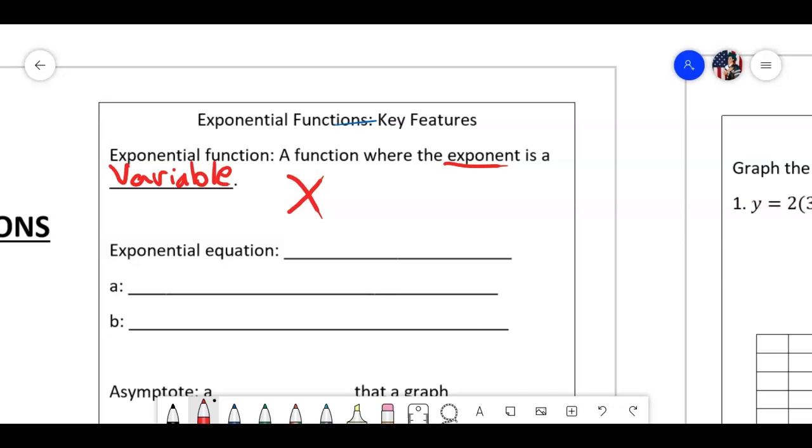Now, here's your exponential equation. y equals a times b to the power of x. If you're on a phone, you're wrong. So a times b to the power of x, right? Now, what is a? What is b?